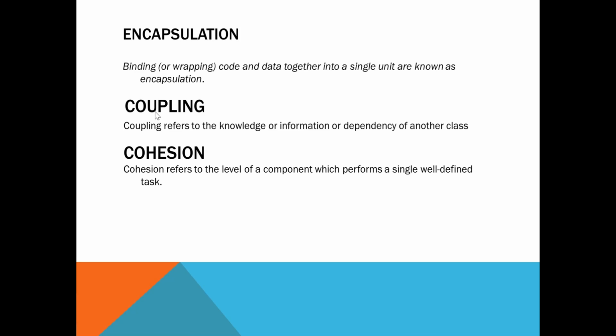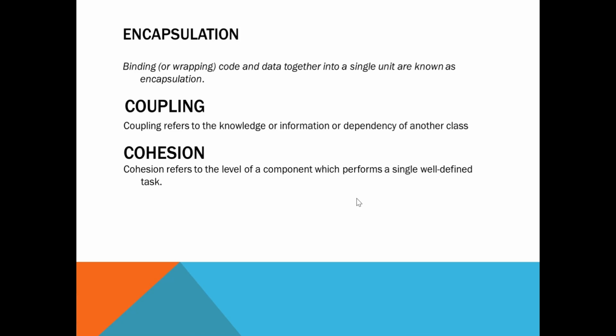Now coupling. Coupling refers to the knowledge or information or dependency on another class. It arises when classes are aware of each other. If a class has detailed information of another class, there is strong coupling. In Java, we use private, protected, public modifiers to display the visibility level of class, method, and field. You can use interfaces for weaker coupling because there is no concrete implementation.